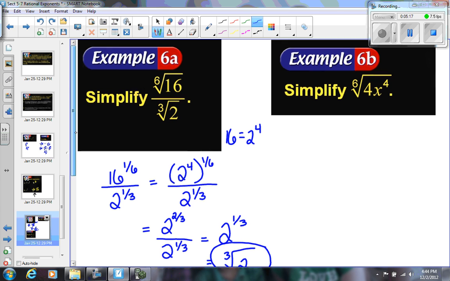So again, my process was to change these to rational exponents, get the bases the same so that I could use the rules for exponents.